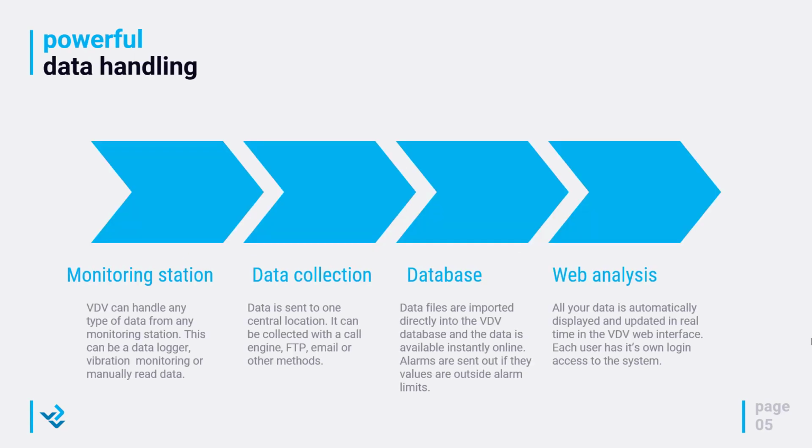So just to give you more information about how the data goes from a sensor data logger to VDV Data Vision: on the left-hand side you have a monitoring station. This can be a manually collected station or an automatically collected station. Typically you would have a data logger connected to sensors. The data is then sent to a server or manually collected. As soon as it's on the server, VDV Data Vision imports the data and adds it to the database, and then you have web access to the data.